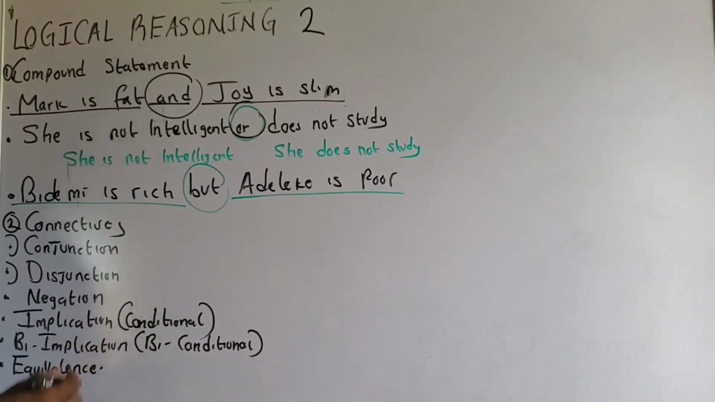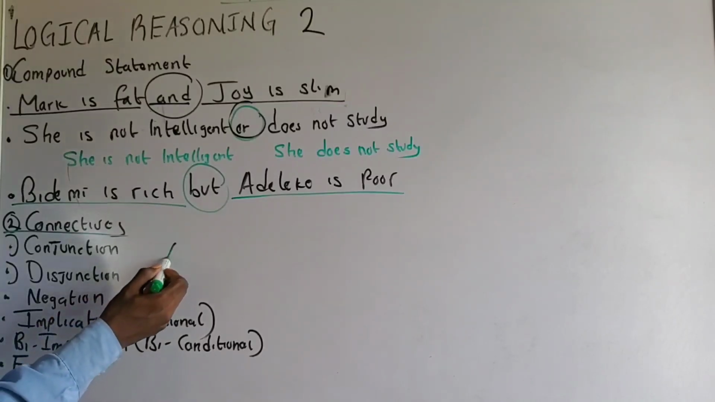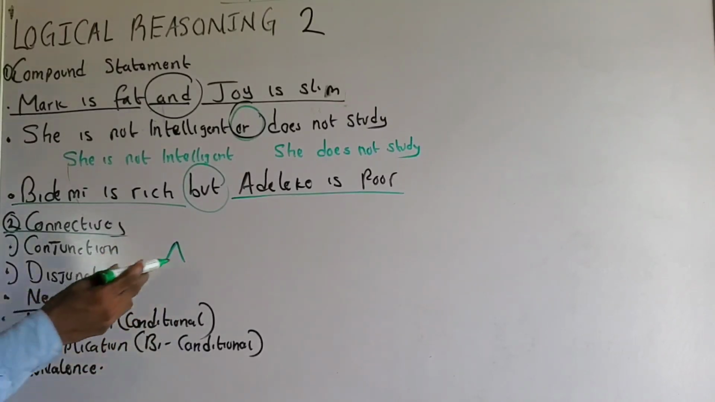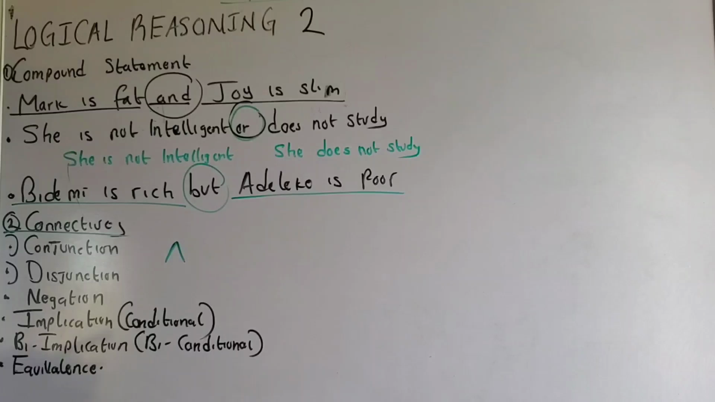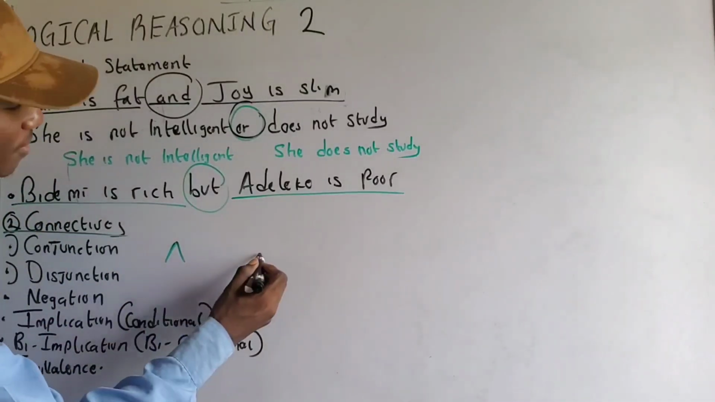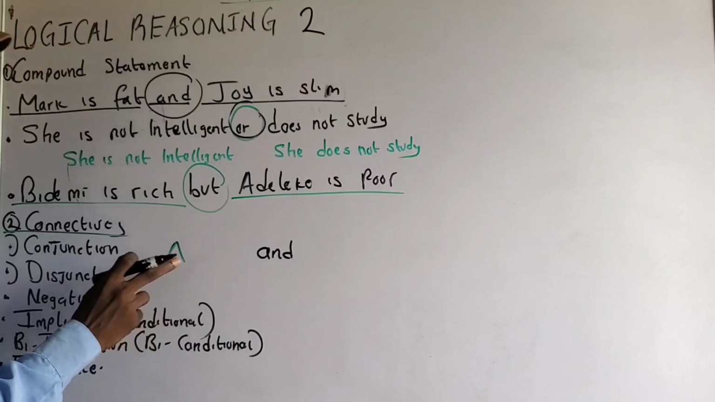Equivalence. These are the connectives that we have, and they have symbols that we use to represent them. Conjunction is represented by this symbol, and the name of this symbol is "and". So when you have two simple statements joined together by and, this sign means and.